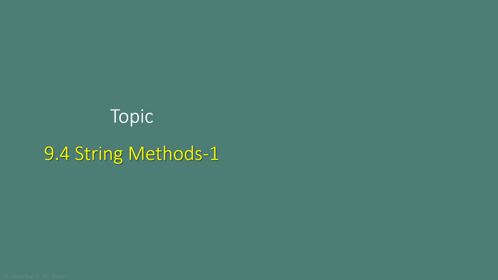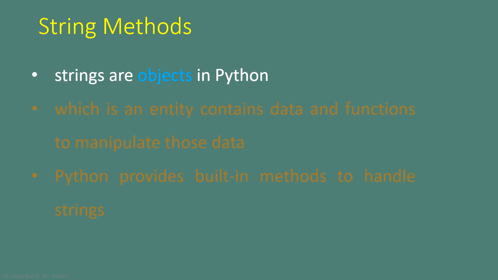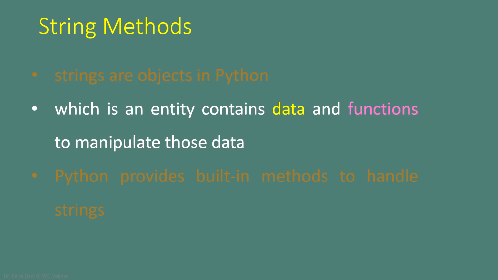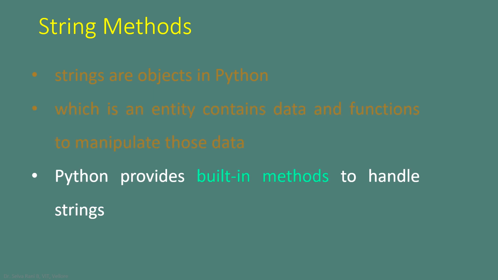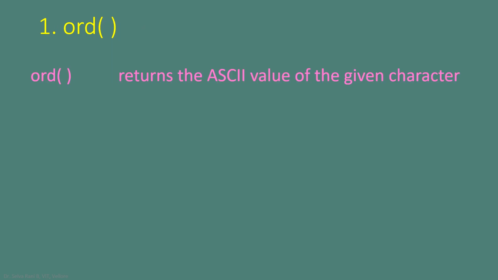In this session, we are going to learn about some methods associated with strings. We already learned that strings are objects in Python which belong to the string class. A string is an entity which contains data and functions to manipulate those data. Python provides some built-in methods to handle strings in beautiful ways. Let's see the methods one by one.